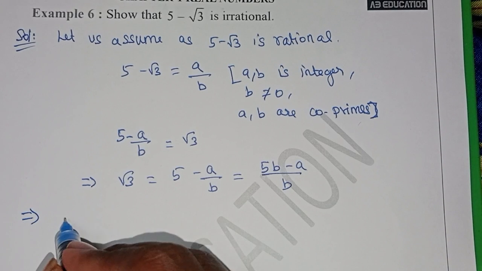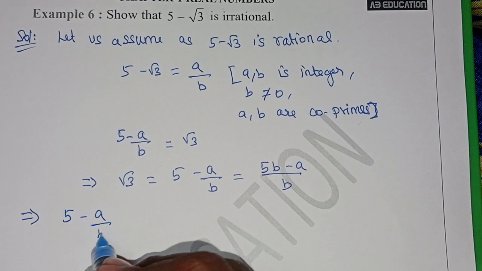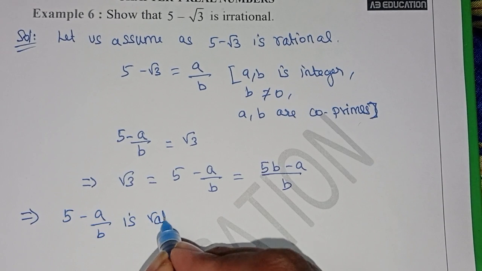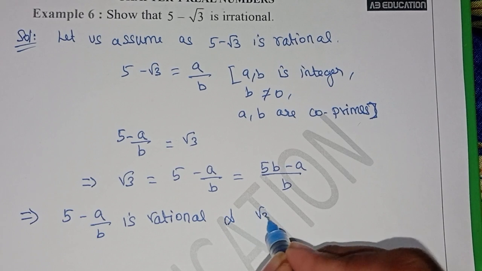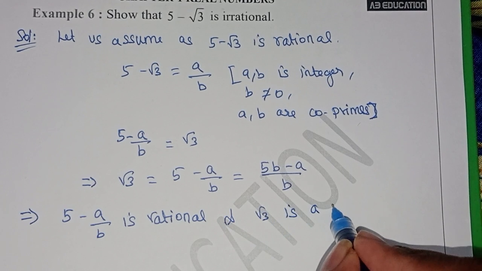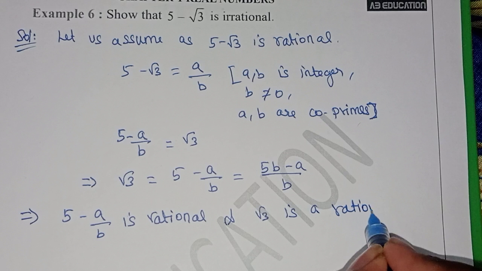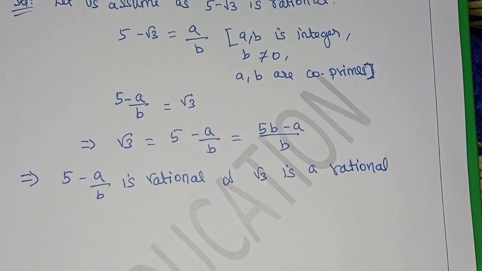We know that 5 minus a by b is rational and root 3 is rational. Therefore, it is a contradiction.